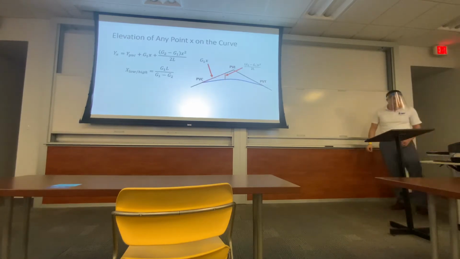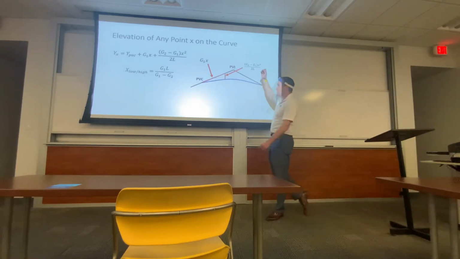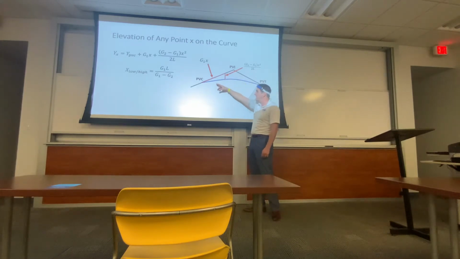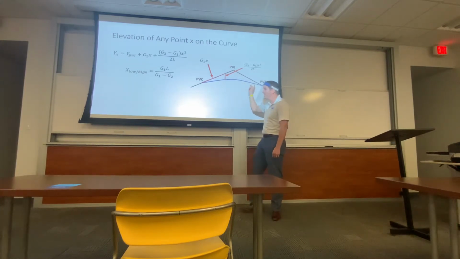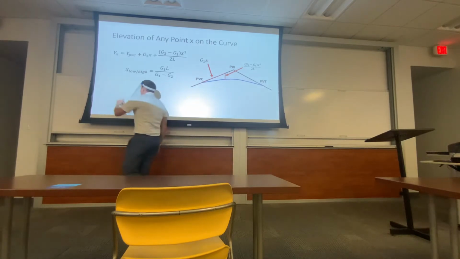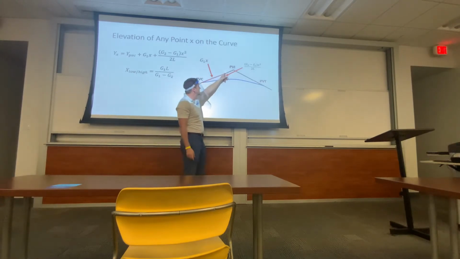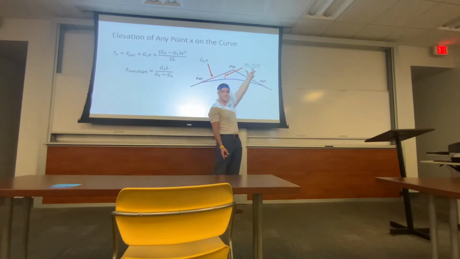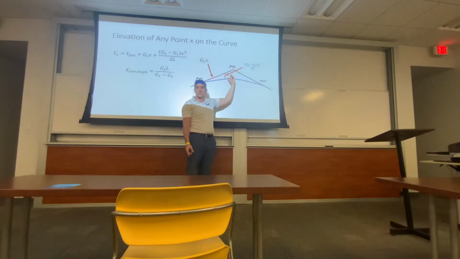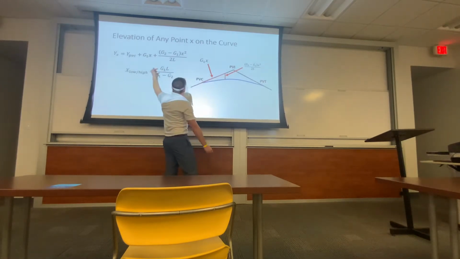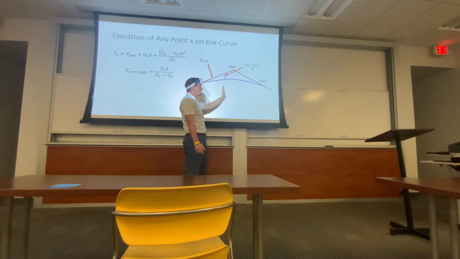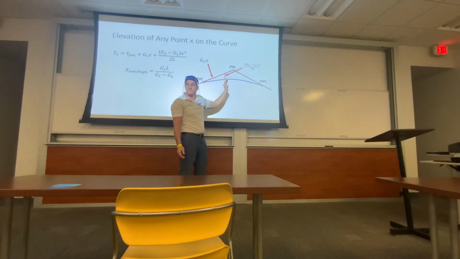Okay. Now the elevation of any point along the curve is given by this equation, which effectively says we're going to start at PVC, then we're going to go up the G1 tangent until we get to whatever location we're looking for, and then we're going to come down some parabolic function to the actual curve. Now, if this were a sag curve, we would technically be going down, and then we would be coming up. Yeah? But mathematically, it all works out the same.